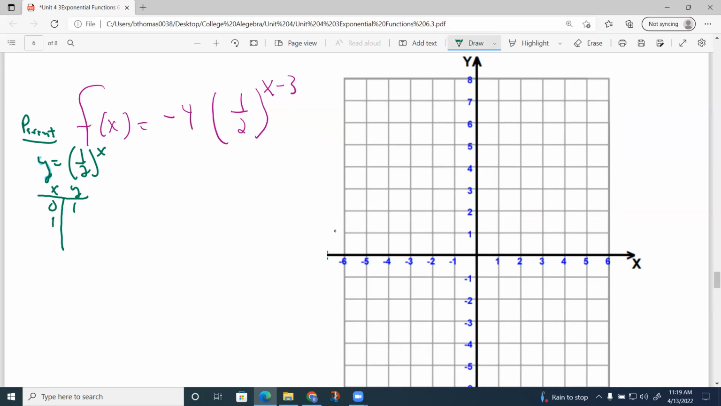So remember, 0, 1 is always an ordered pair. 1 went in, 1/2 came out. -1 went in, and I have to flip the 1/2, and it becomes a 2. So those are the ordered pairs that I'm using.